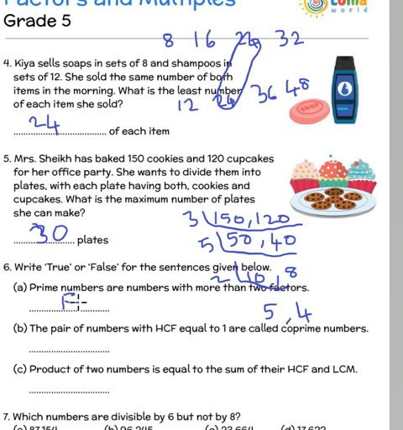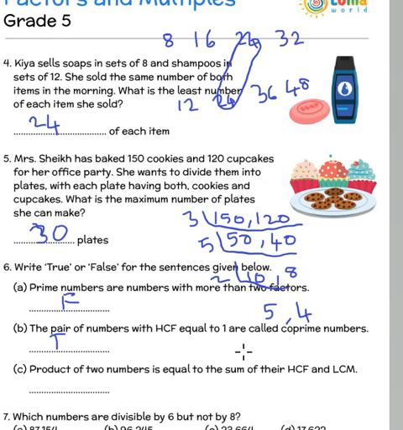The next one. The pair of numbers whose HCF is equal to 1 is called co-prime numbers. Yes, that's a special name that we give when the HCF is equal to 1. So in case you didn't know, please make sure that you understand what co-prime numbers are. Co-prime numbers are those numbers whose HCF is equal to 1. Remember in the earlier example of match the following, we did have the HCF for 2 of those numbers which is 1. So they are co-prime numbers.